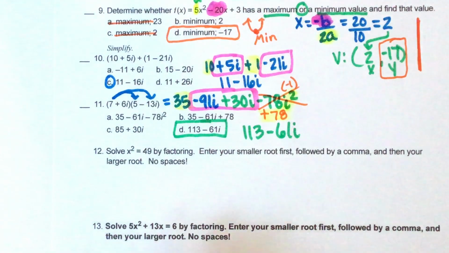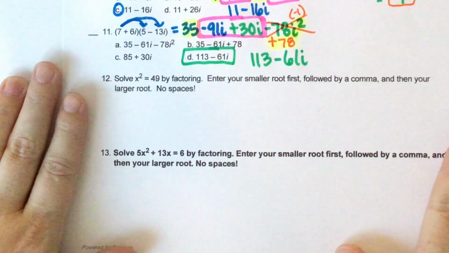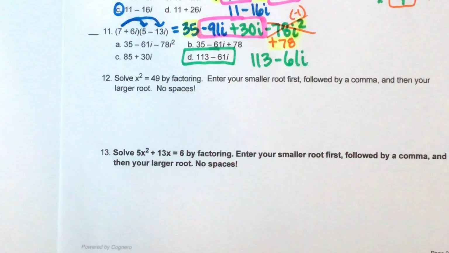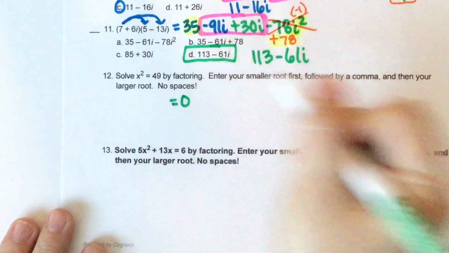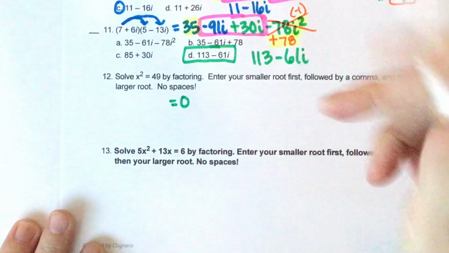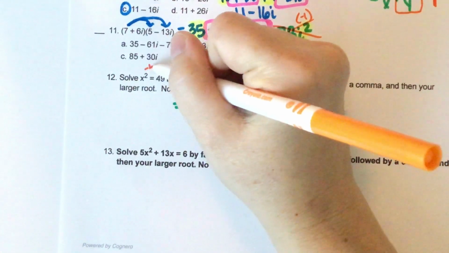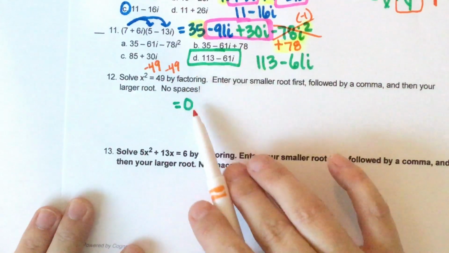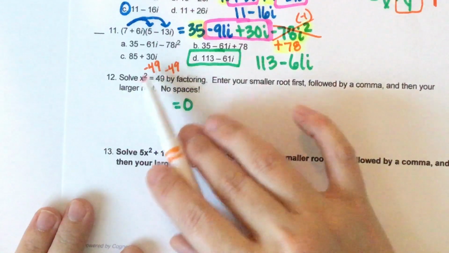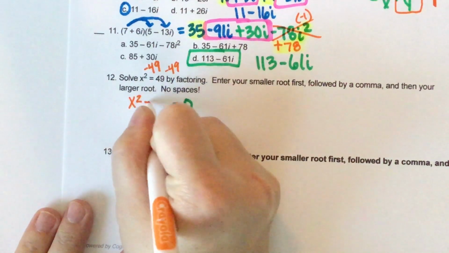Starting with number 12. This says solve by factoring. Enter your smaller root first, followed by a comma, and then your larger root. Okay, so I know if I want to solve by factoring, it needs to say equals 0 before I begin, and it doesn't. So I'm going to move the 49 by subtracting it, and of course I have to do that to both sides. So 49 minus 49 makes 0, and then on the left side you can't combine those because one has an x squared and one doesn't, so it just stays x squared minus 49.